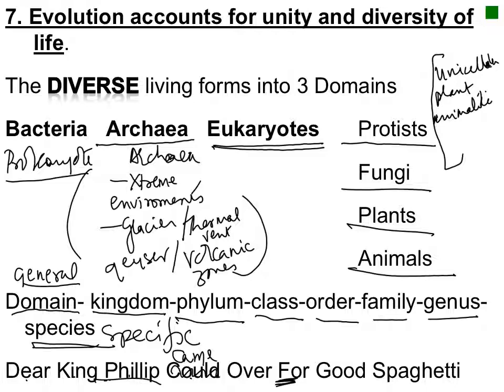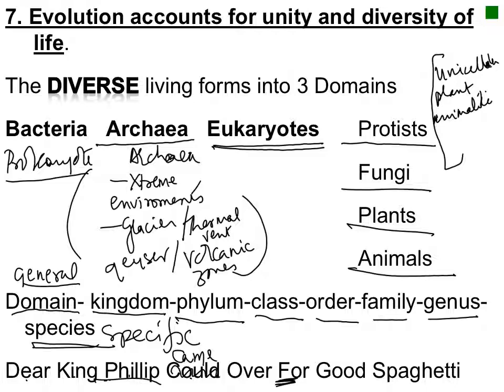Okay, they're found in extreme environments, like glaciers, thermal vents, geysers, volcanic areas, zones, etc. So then an extreme acid environment, extreme salt environment, and so on and so forth. Okay, so they are like guys who like to live on the edge, I would like to say that.